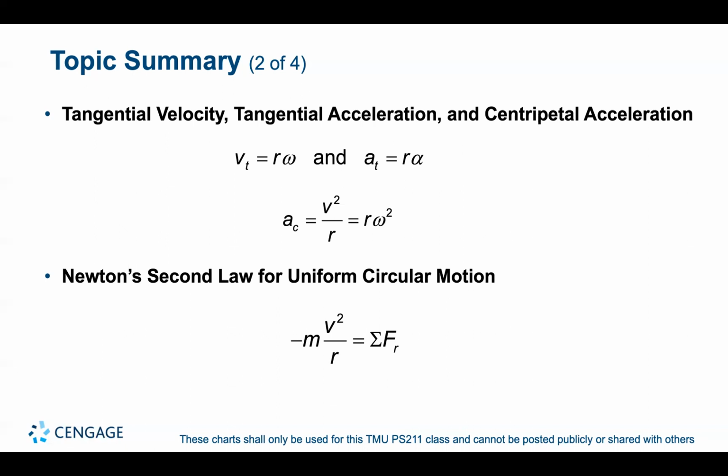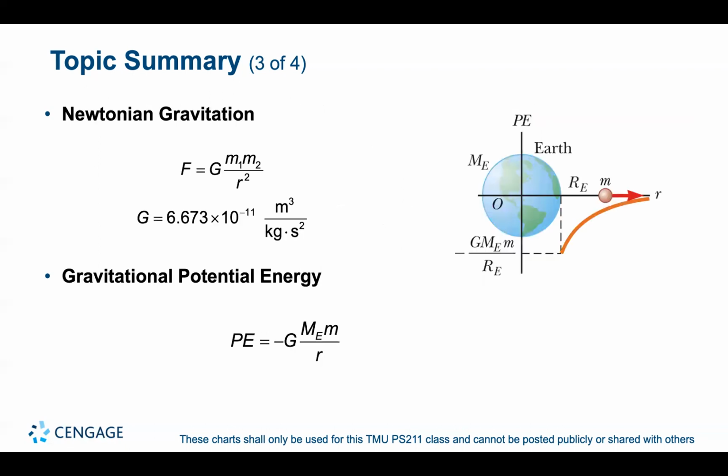Some examples of forces that cause centripetal acceleration are the force of gravity, such as in the motion of a satellite, and the force of tension in a string. For Newton's gravitation, Newton's law of universal gravitation states that every particle in the universe attracts every other particle with a force that is directly proportional to the product of their masses and inversely proportional to the square of the distance r between them. G is the constant of universal gravitation.